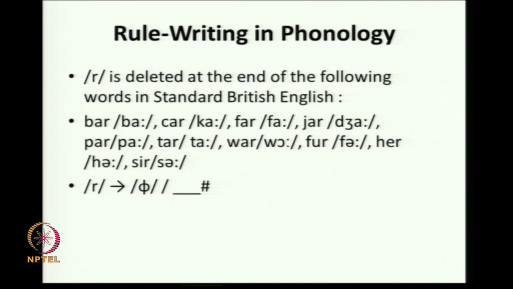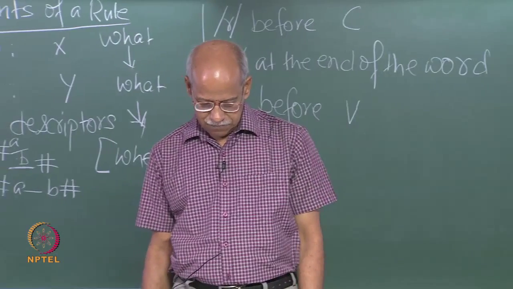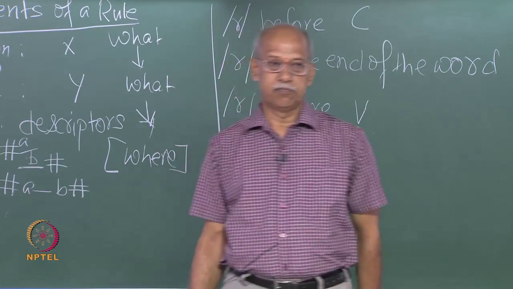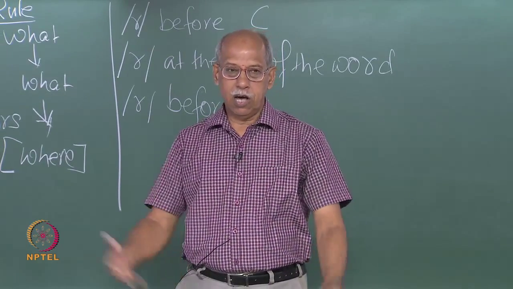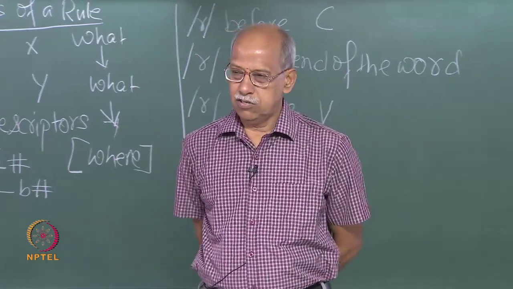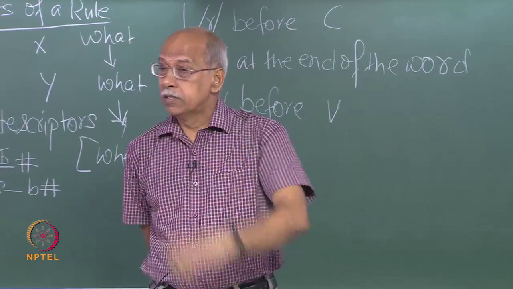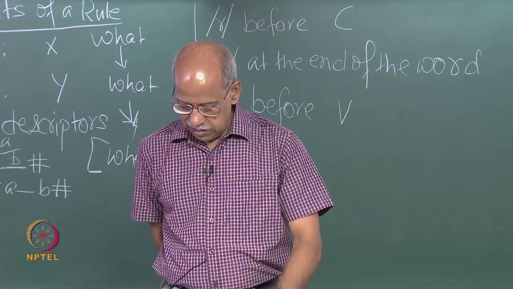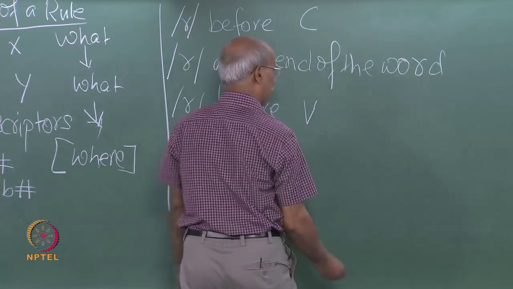Look at the data. Can you try and write a rule without looking at what I have written? Write it in words, or I have already written it, so you can copy it. This is how you predict that R is deleted. That sign indicates zero, null. Actually, this is also a symbol for a particular kind of speech sound. I'll change it later, okay.